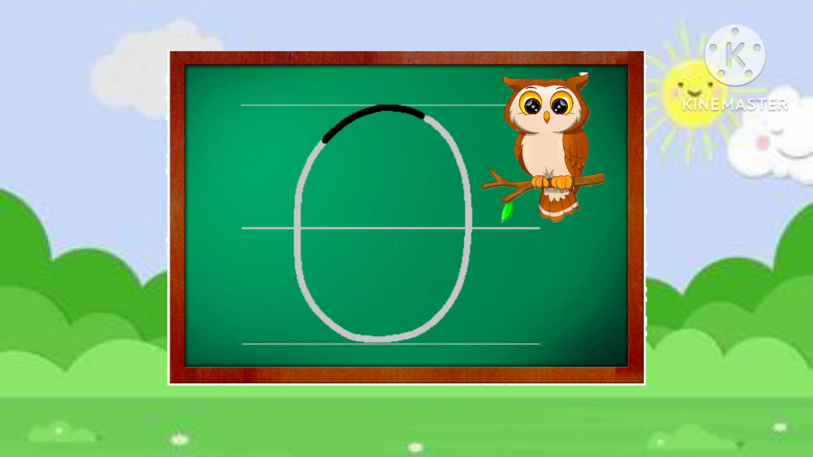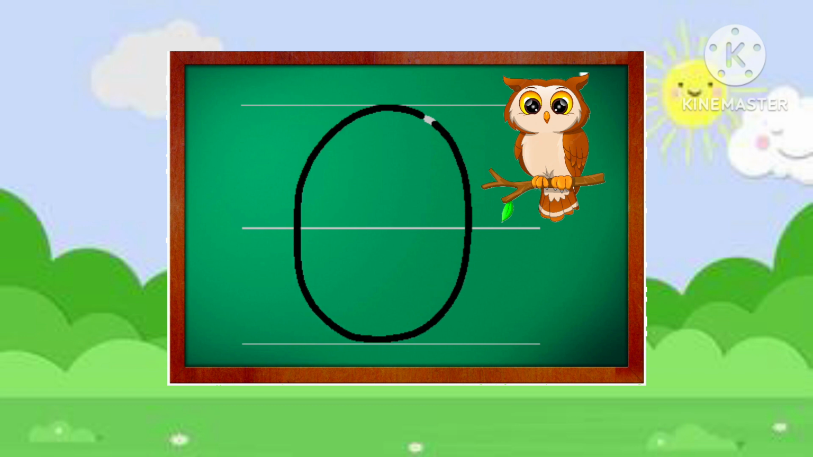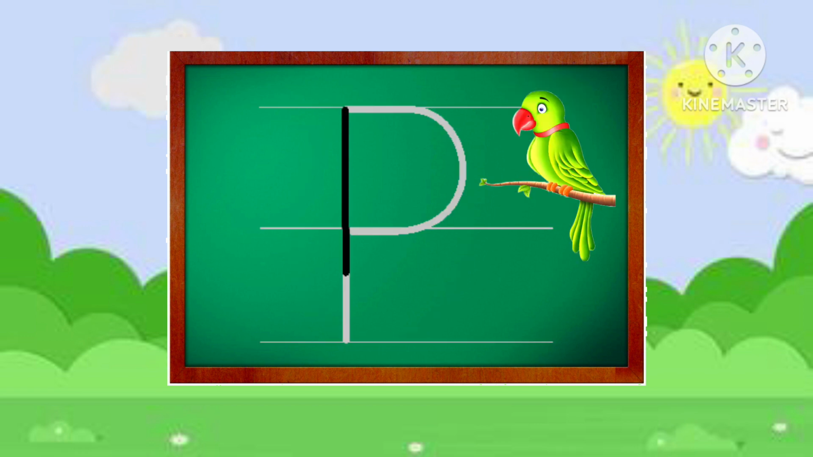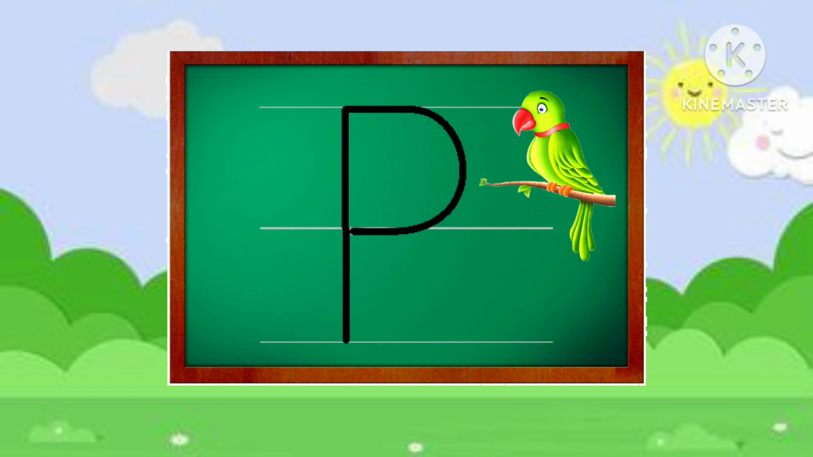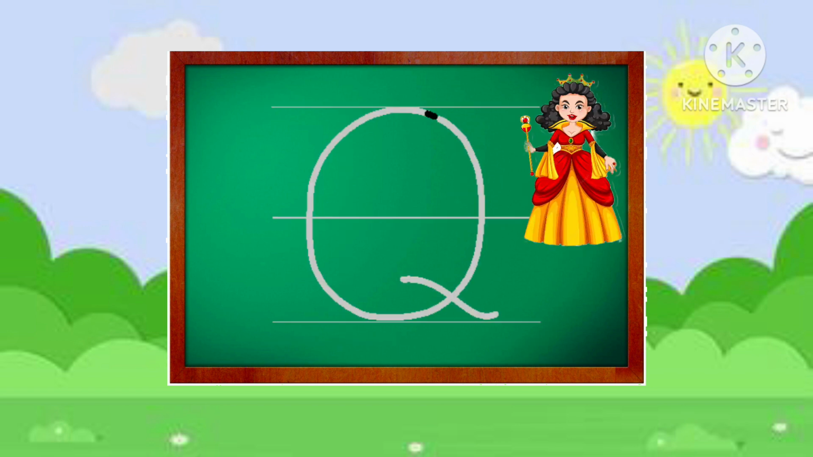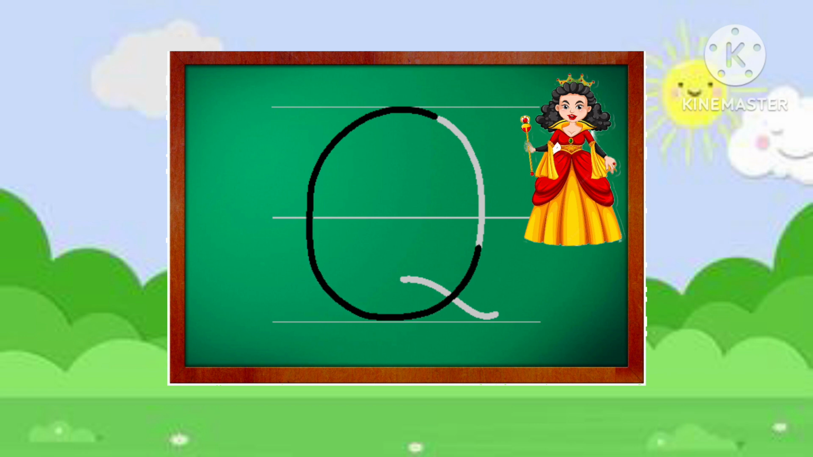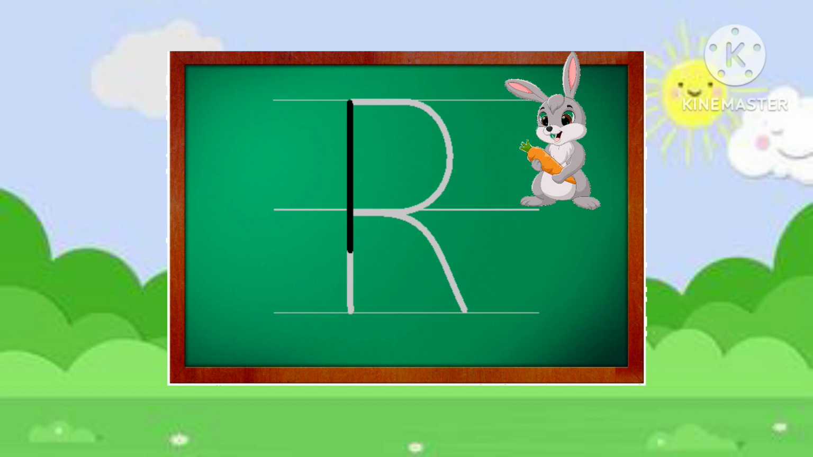O for owl. Make an oval. It's O. P for parrot. Standing line, then from the top make a curve. It's P for parrot. Q for queen. Make a O, then at the bottom make slanting line. It's Q for queen. R for rabbit.